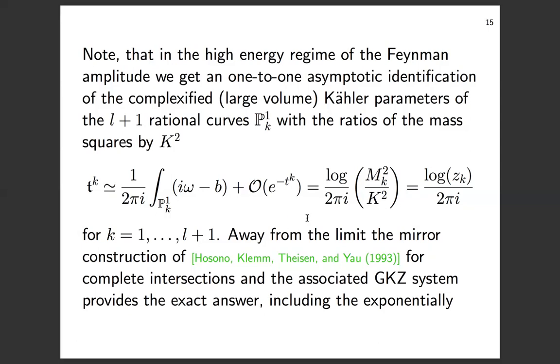So of course this is the limit, but away from this limit we can resort to this work that we have done for complete intersection Calabi-Yaus long ago. As I said, this was in the context of string compactification, but now it becomes quite useful for Feynman graphs. So this GKZ system that is associated to this complete intersection is much easier than the GKZ system associated to the hypersurface in the toric variety P delta, and leads much quicker to a solution.